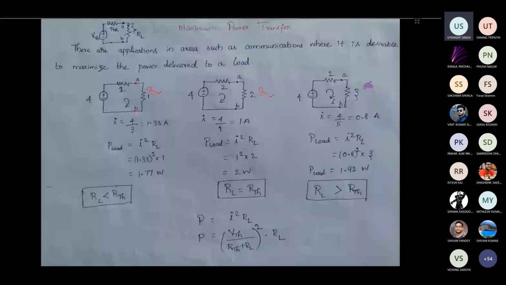Now, what I am doing is finding the current, and I am finding the power. If you have three circuits like this, you can see this part is constant. You can consider that as a Thevenin equivalent circuit. All these three are the same, there is no difference. Now what I'm going to do is place different values for the load resistance: 1, 2, and 3. Three values I have given.